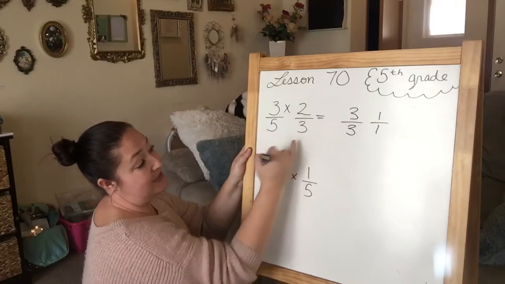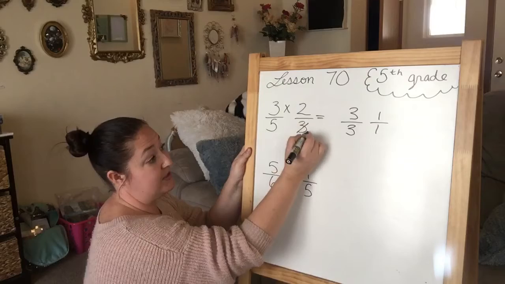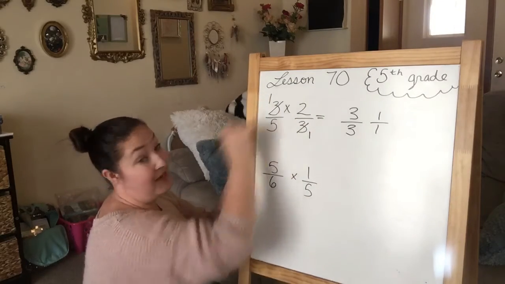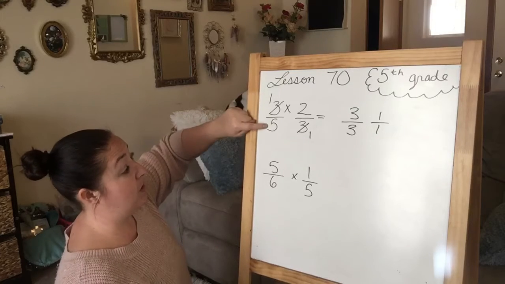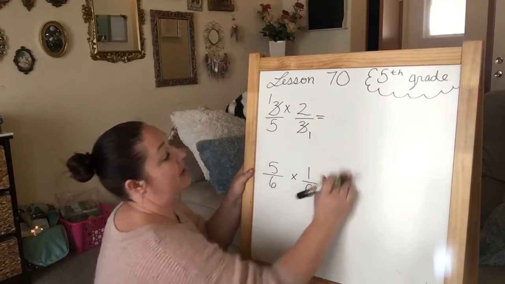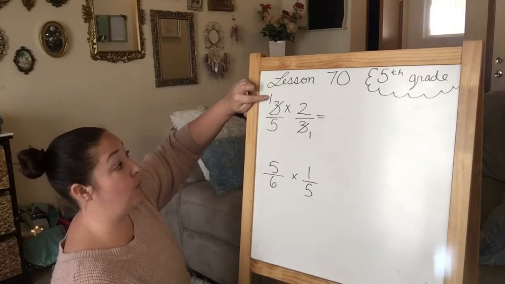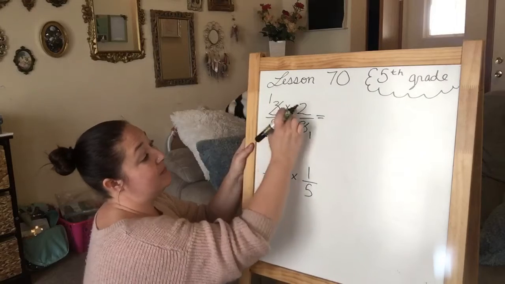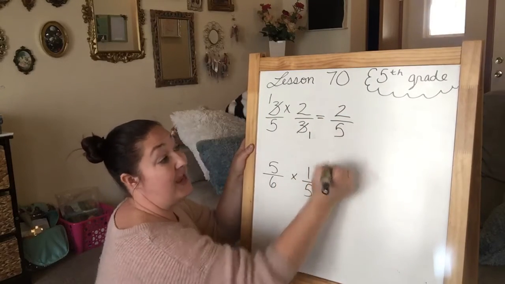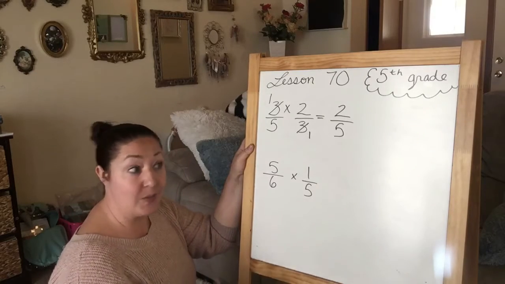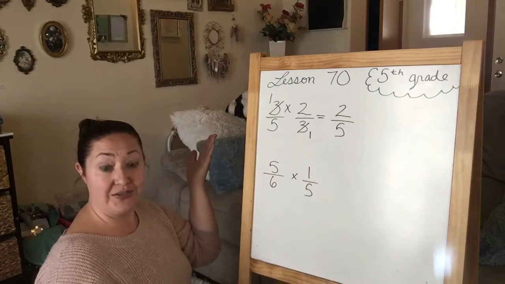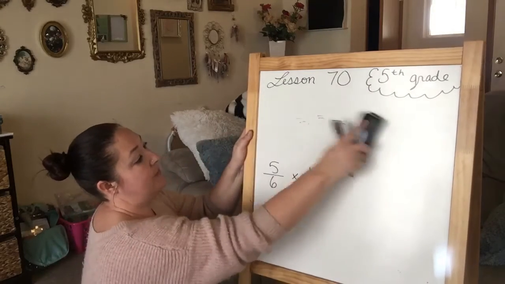So if we go like this and say 3 goes into 3, cross it out one time, and 3 goes into 3, cross it out one time, it's like you're having 1 over 5 and 2 over 1. So instead of multiplying 3 times 2, now we're multiplying 1 times 2. 1 times 2 is 2, and 5 times 1 is 5. And that's what we had over there at the end when we reduced. But instead of doing it at the end, we're doing it before we even start. Okay? That was our first little example.